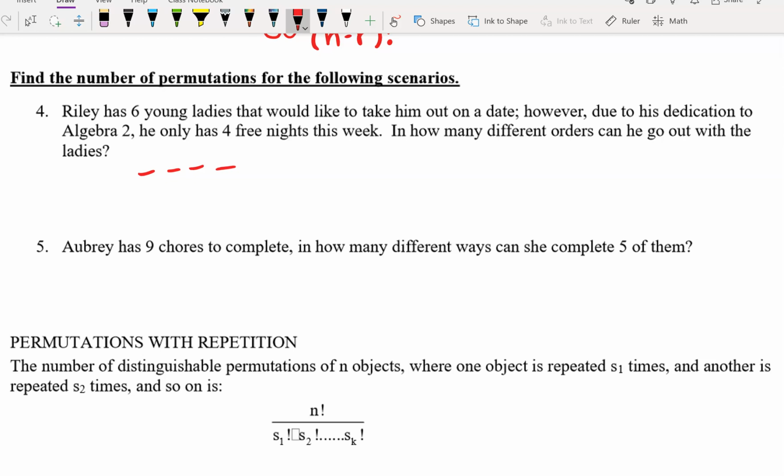On the first night, he has 6 options of ladies that he can take on a date. On the second night, and we're assuming here that he's not repeating dates with the same person, he now has 5 options of ladies that he could take. On the third night, since he's already gone out with 2 of them, he has 4 options left, and then on the fourth night, he has 3 options left. So we're basically just going to do 6 times 5 times 4 times 3, which I believe I did a minute ago, 360. So that's one option for how we can do this.